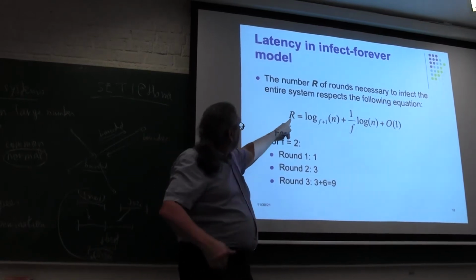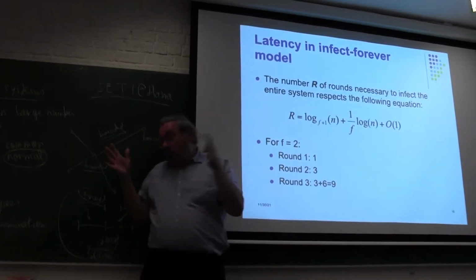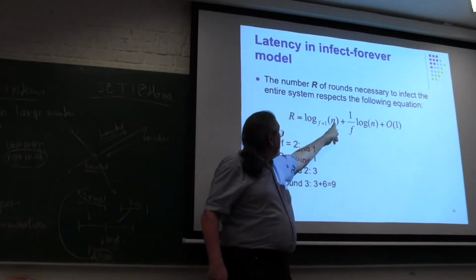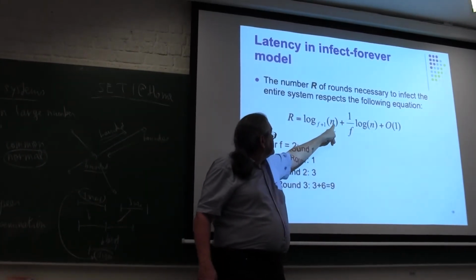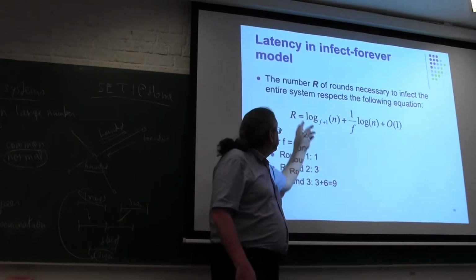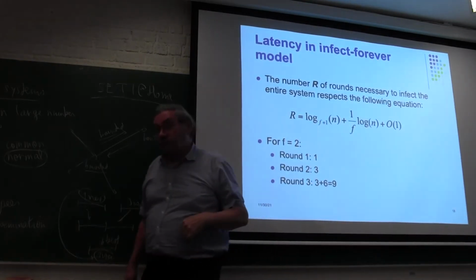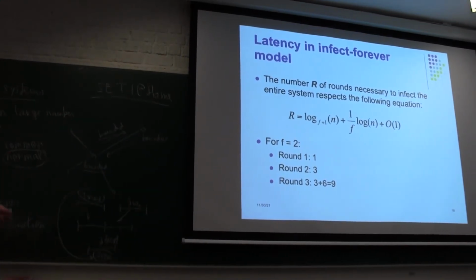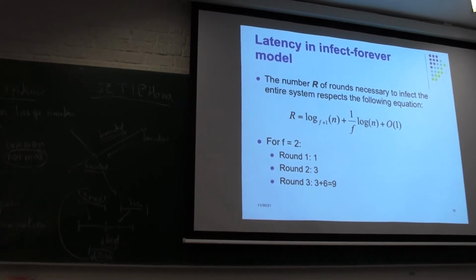So the number of rounds is very small, even for very big systems. If you have 1 million systems and the fan out is 10, then it's log base 11 of 1 million, okay? So it's like 10 rounds or less. So infection goes very fast. We see with COVID. Infection goes very fast.